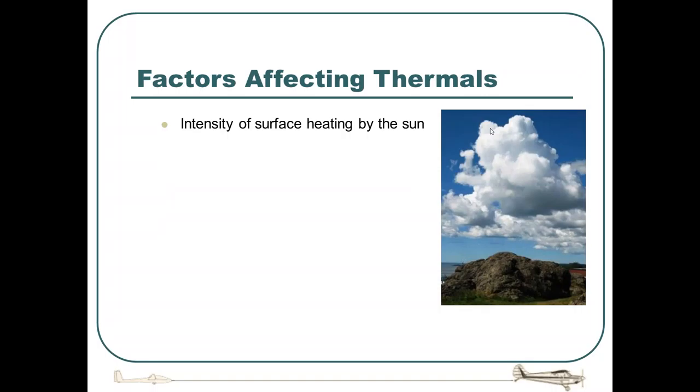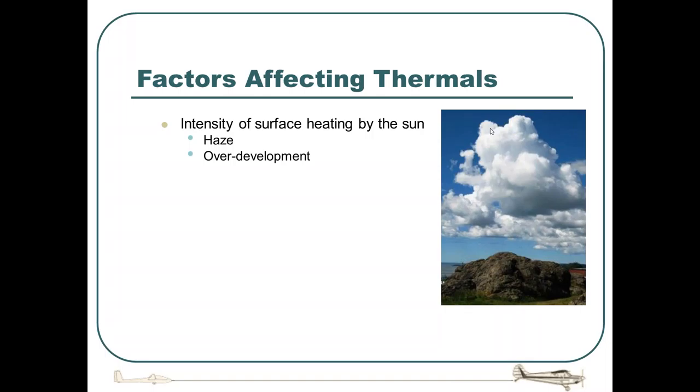What gives you a better thermal? Well, the intensity of surface heating by the sun determines how good the thermal is. The heat hits the ground and is reflected, so if you have haze on the way down, the heat from the sun has to go through a thick layer of haze, it gets weaker, and you won't get very good thermals on a hazy day.